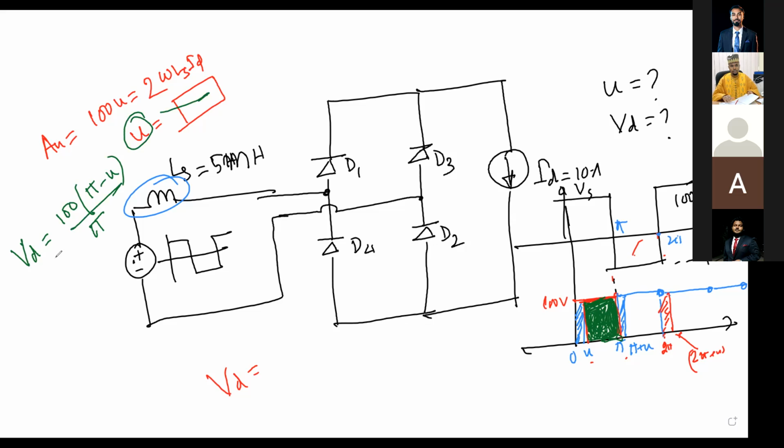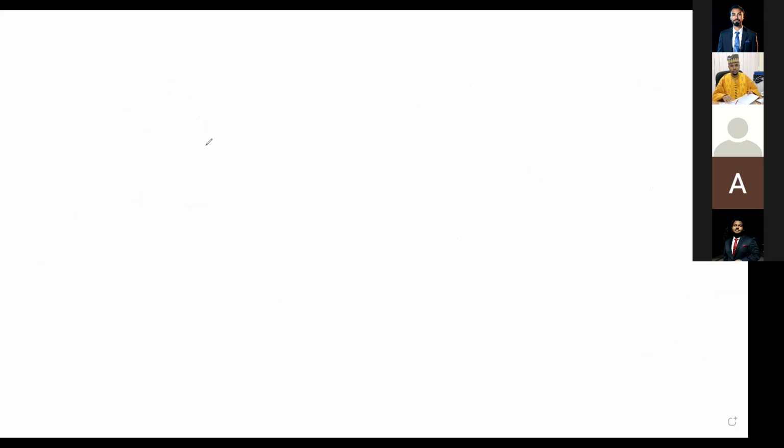For your masters, normally I make your life very tough in the exam. So instead of putting a very simple square wave, sometimes I put one like this.